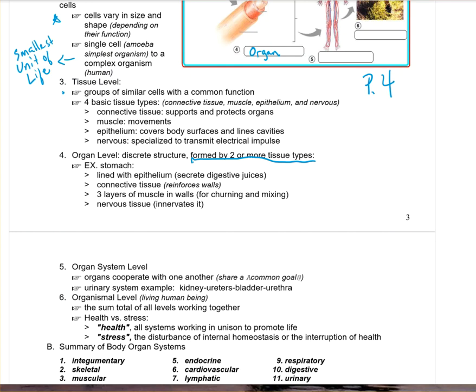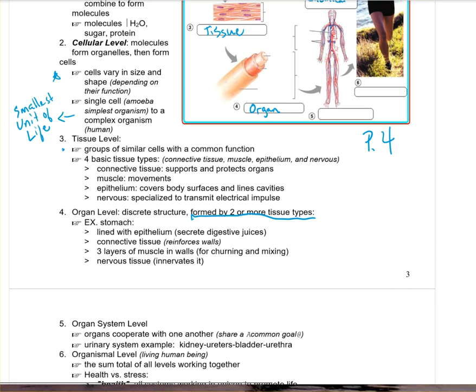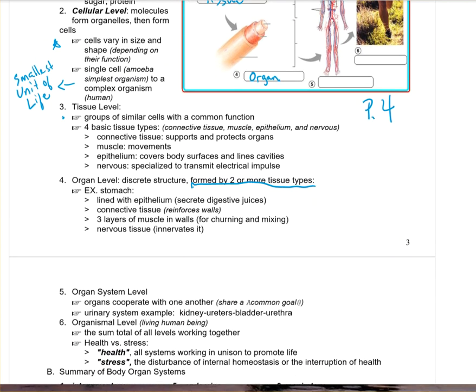And they give another example here of a stomach and what kind of tissue types it has. It has epithelial tissue and connective tissue and muscle tissue and even nervous tissue. So all sorts of different tissue types within that one organ. So then we have multiple organs working together to do some common goal, and that we call an organ system.